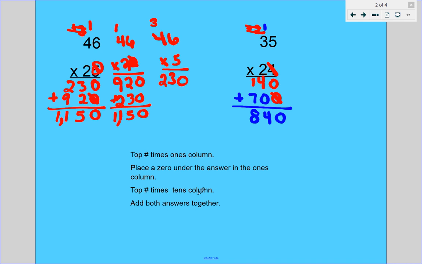Top times the tens column. Add the both numbers together.